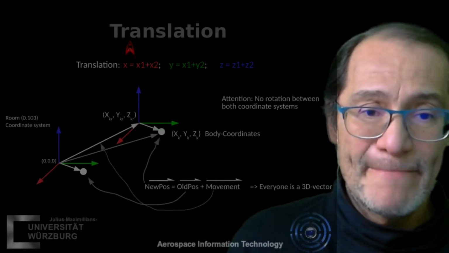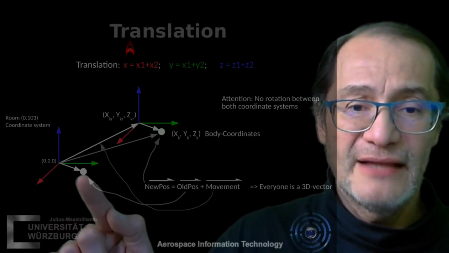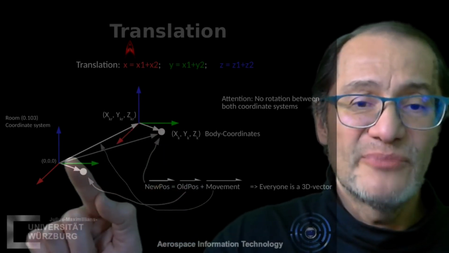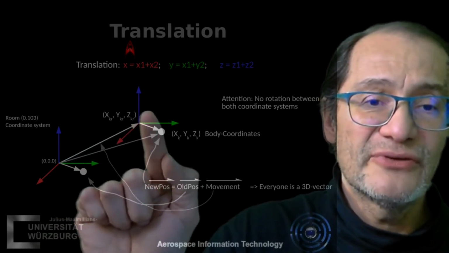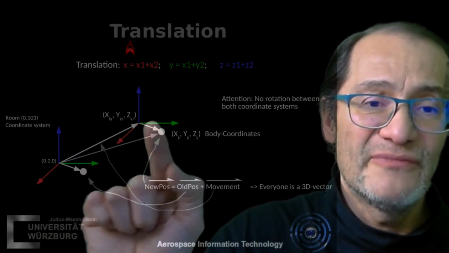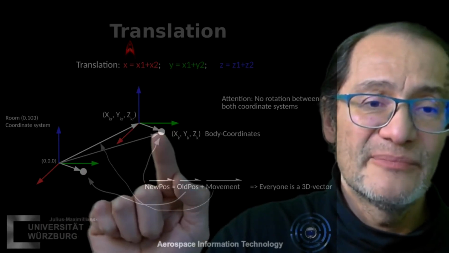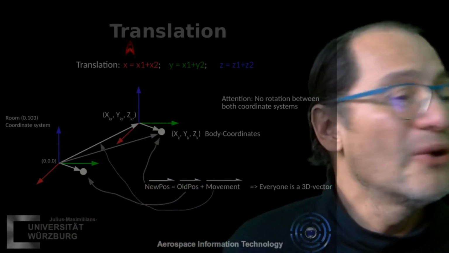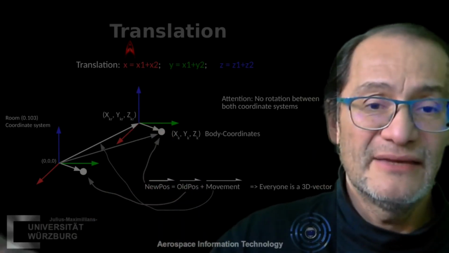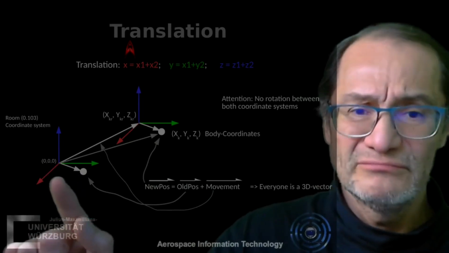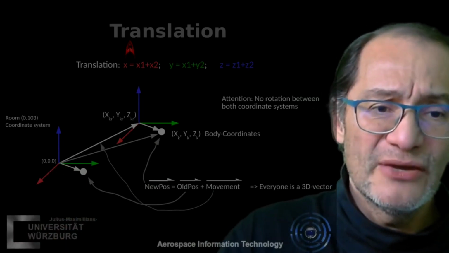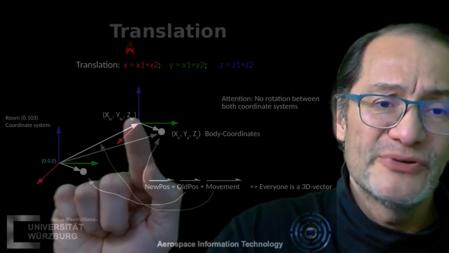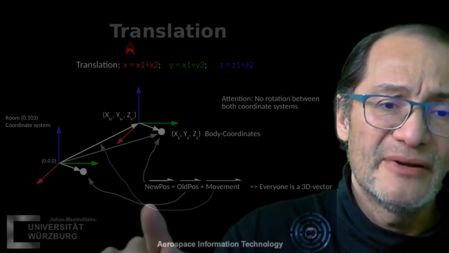Let's take an example. Let's take this point. And this point was attached to this coordinate system. That is my body coordinate system. And then my body coordinate system has moved from here to here. That is the new position of my body coordinate system. And this is the position of my point, which relative to my body didn't change. Okay, what is now the position of this point relative to my reference coordinate system? Just add what I know, the old position, which is a 3D vector, plus this movement, which is again a 3D vector, and then I get my new position.